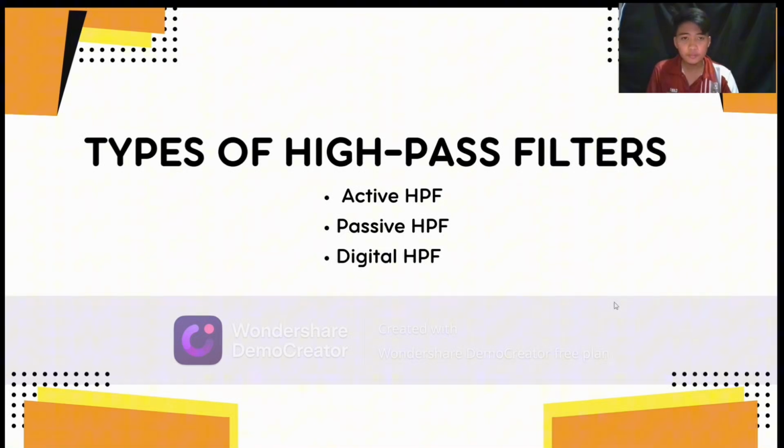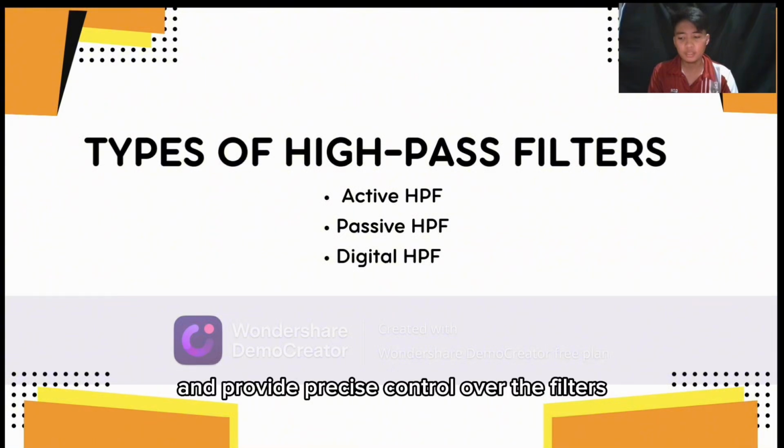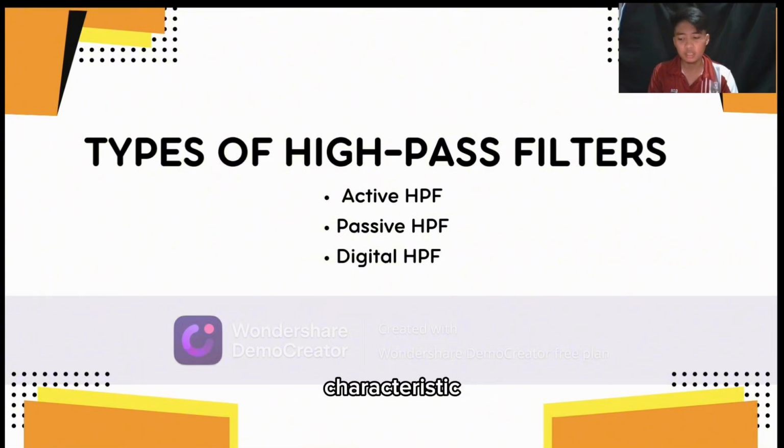And there are three types of high-pass filter: active high-pass filter, passive high-pass filter, and digital high-pass filter. Active high-pass filter is an electronic circuit that selectively allows high-frequency signals to pass through while attenuating low-frequency signals. Unlike passive high-pass filter, which uses only resistor and capacitor, active filters incorporate operational amplifiers to amplify the signal and provide precise control over the filter's characteristics.